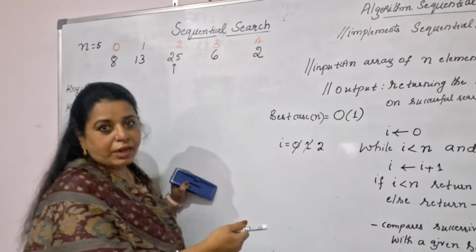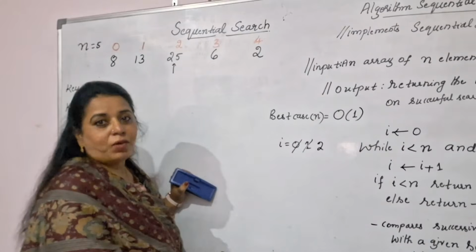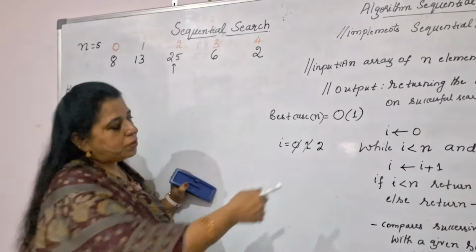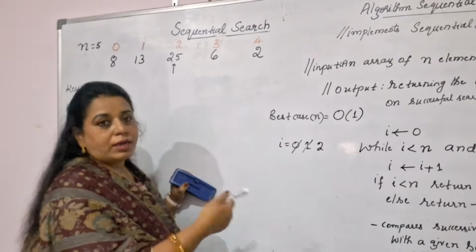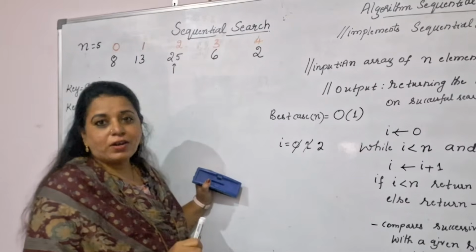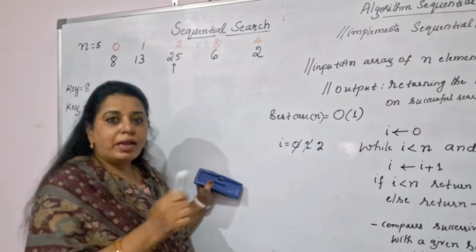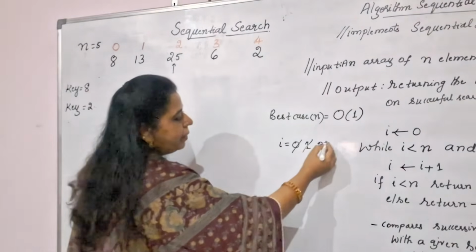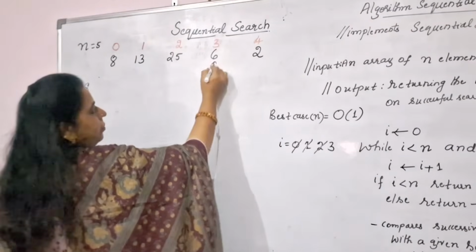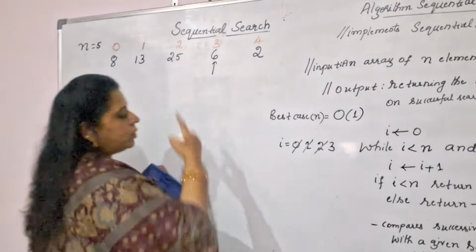Once again the while loop will get executed. I less than n, what is the value of I now? 2. 2 less than 5, yes it is true. If it is true, then check the other condition also. What is A of I here? A of I is 25. Is 25 equal to 2? No, it is not equal to 2. If it is not equal to 2, then it will enter inside the loop and it will increment the I value by 1. So now your I is pointing to this element or this location.